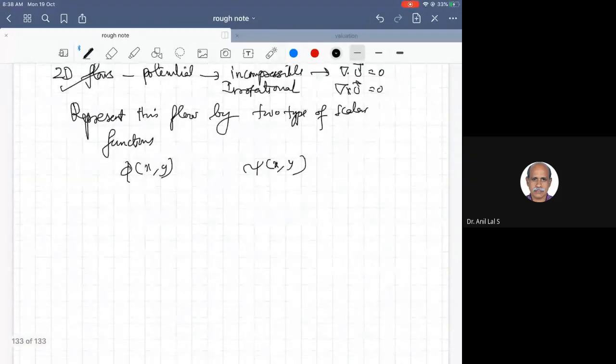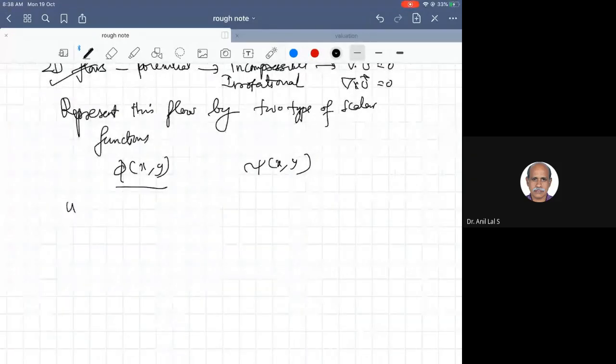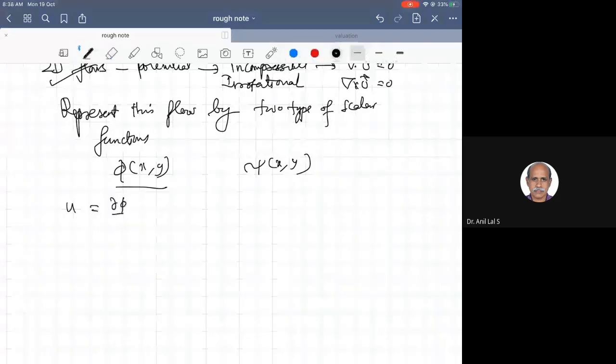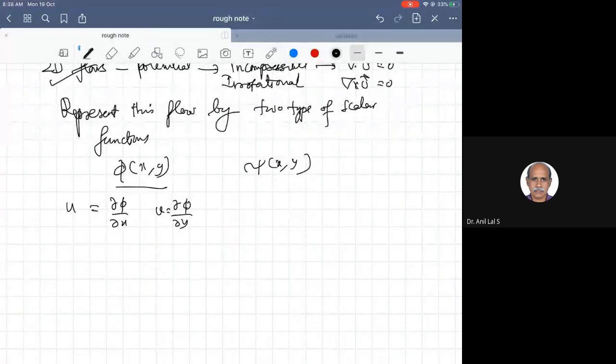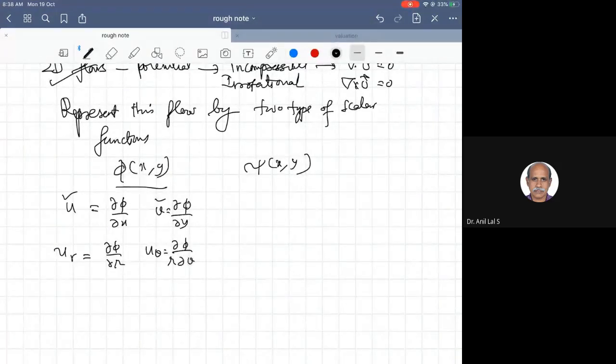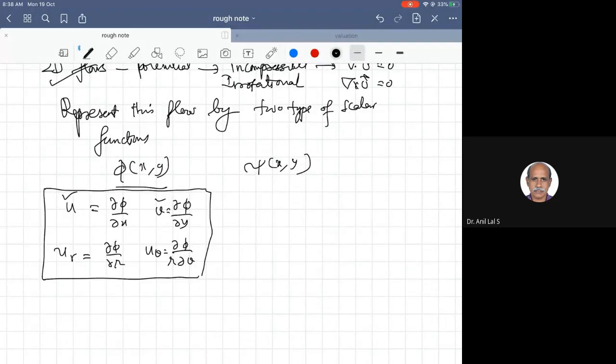So as far as phi of xy is concerned, you have u equal to dou phi by dou x, v is equal to dou phi by dou y. Okay, these are Cartesian. Maybe if you want a radial component, dou phi by dou r, u theta is equal to dou phi by r dou theta. So the velocity components are defined using phi like this.